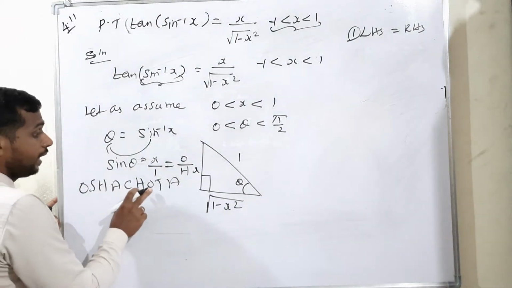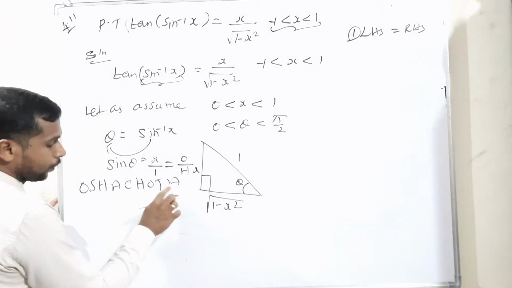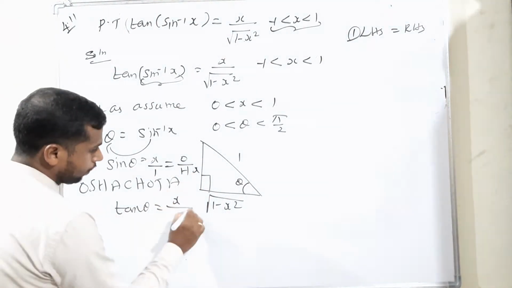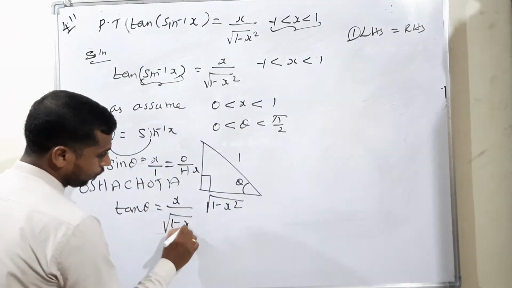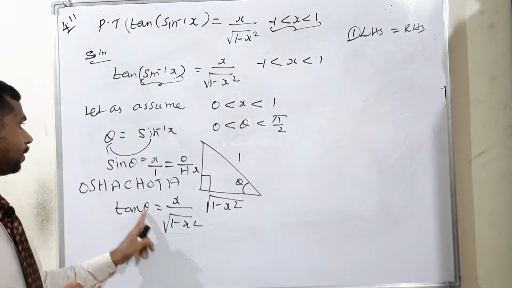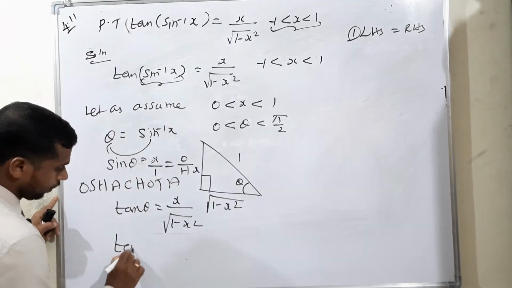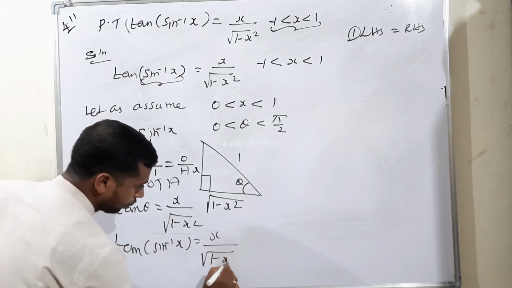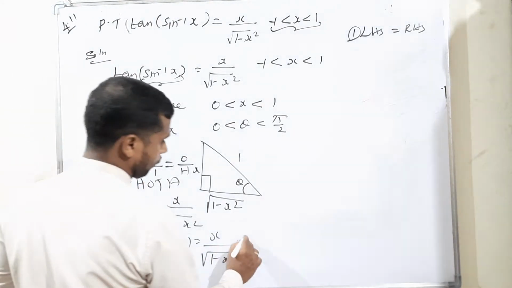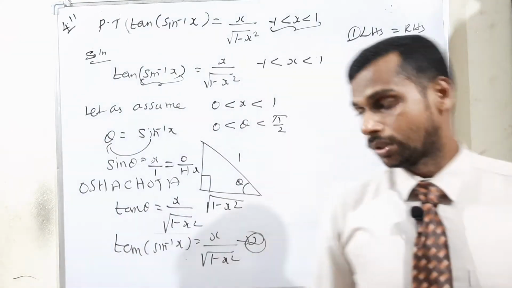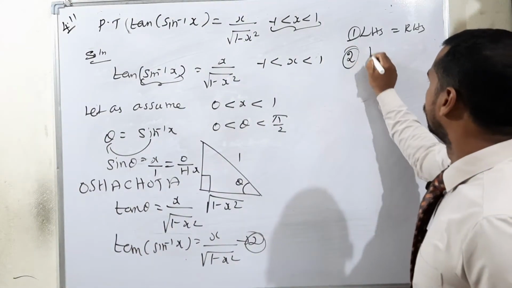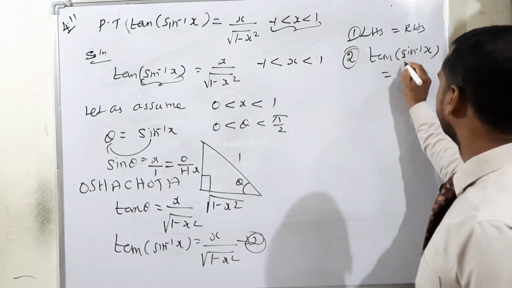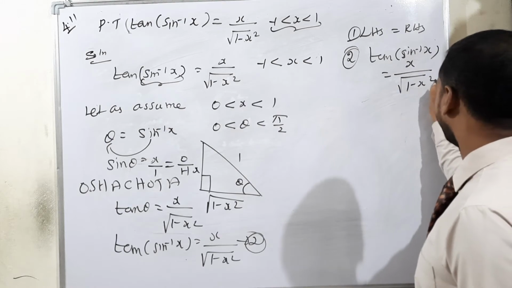Therefore, we need tan theta, isn't it? Tan theta means opposite divided by adjacent. Therefore, tan theta is equal to x by square root of 1 minus x square. Already we know the value of theta is sine inverse of x. Therefore, tan of sine inverse of x is equal to x by square root of 1 minus x square. This is considered as equation number 2. From equation number 2, tan of sine inverse of x is equal to x by square root of 1 minus x square.